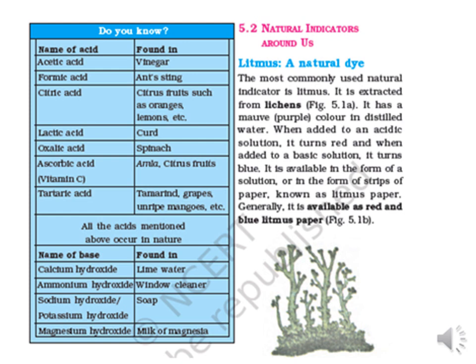Then the tartaric acid. Tartaric acid is present in tamarind, grapes and unripe mangoes. So these were some natural acids, and these are present in substances such as vinegar and steamed citrus fruits, curd, spinach, then tomato, amla, and so on.